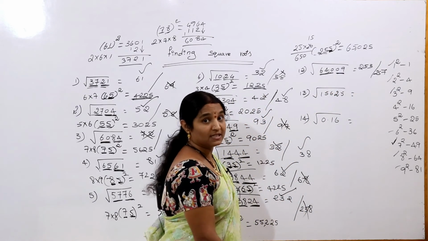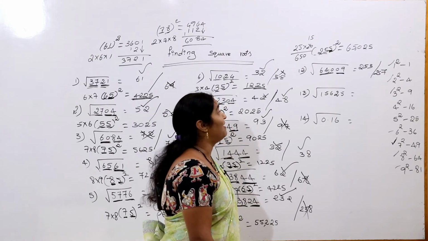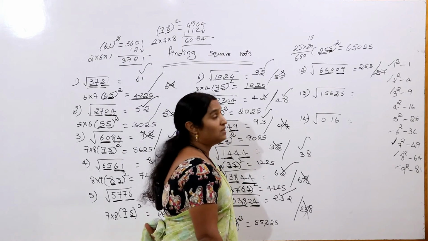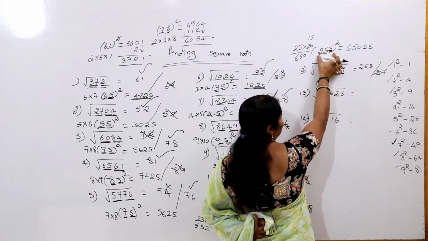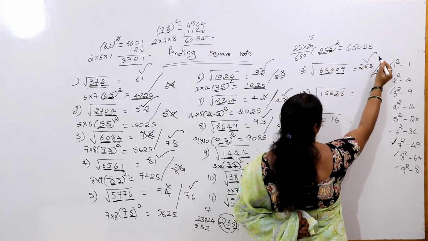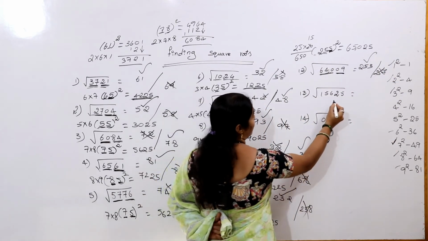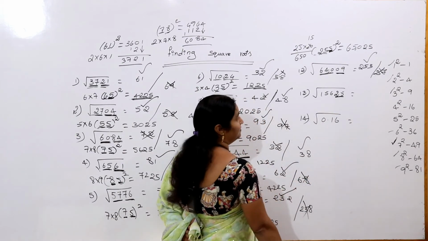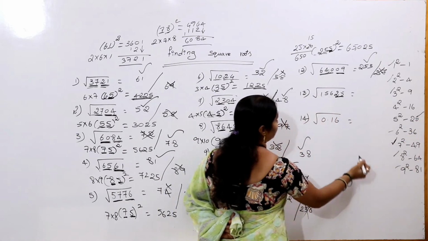In square root we have 64,009. But 255 is 65,025. So when compared to this number, this is less. Hence we have to take less than 255. Less than 255 is 253. Now take last 2 digits of this square number. Ending with 5. We have only 5 only.